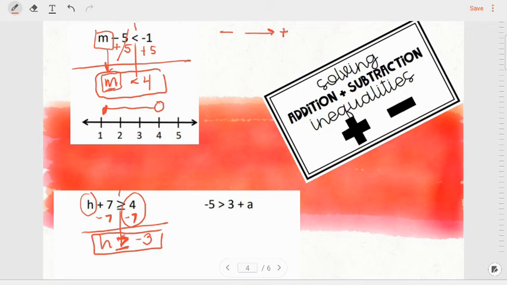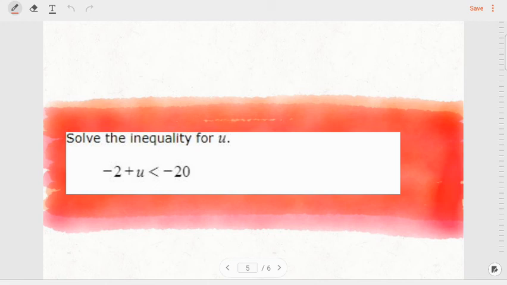So, last one. Okay, take a second, pause, try this one on your own. Okay, how do I get rid of that 3? It's a positive 3 and it's being added, so I'm going to subtract. Negative 5 minus 3 is negative 8. Negative 8 is greater than A. Now it's okay that my variable's over here on the right hand side. If you do want to rearrange it and you want to put the variable first and the number second, make sure that the inequality sign, the alligator mouth, as we so affectionately call it from elementary school, is facing towards the -8 because that's what's larger.